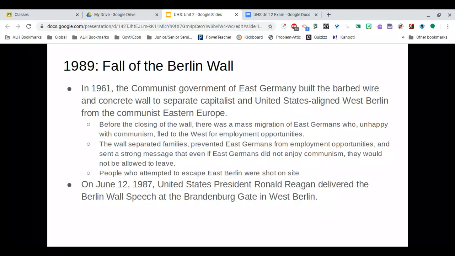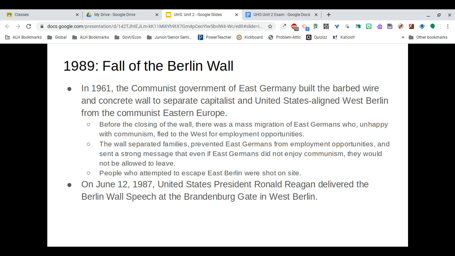In 1989, we have the fall of the Berlin Wall. If you remember, back in 1961, under Nikita Khrushchev, the Berlin Wall was erected, pretty much almost completely overnight. The reason, going back to why, was a mass migration of East Germans who were unhappy with communism. They left for new employment opportunities, and this wall separated families. It separated East Germans from their employment opportunities, from their family, from their friends, and this sent the message that even if East Germans did enjoy communism, they're not allowed to leave. So it doesn't matter if you like where you're living or not, you can't leave anymore.